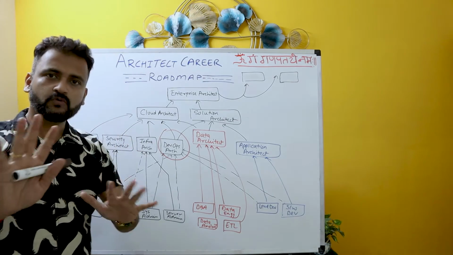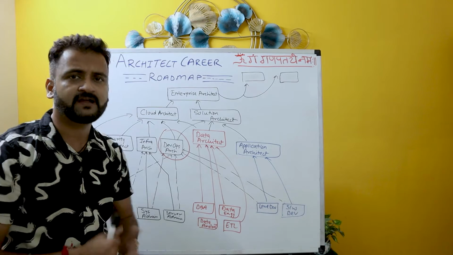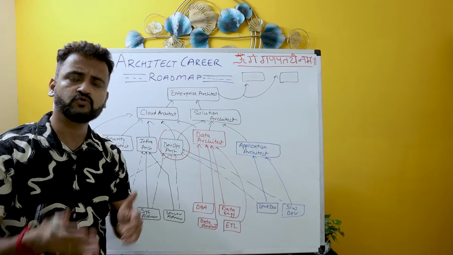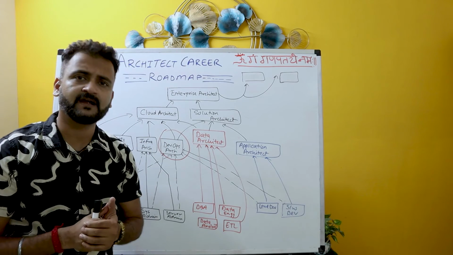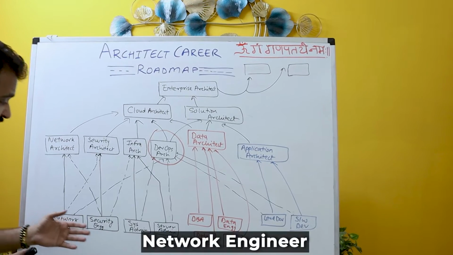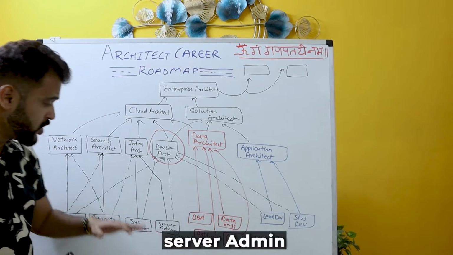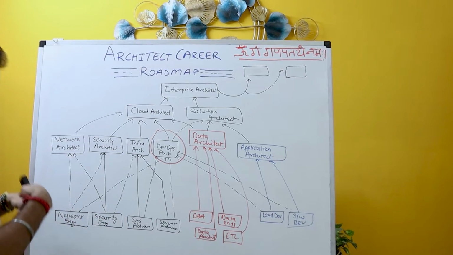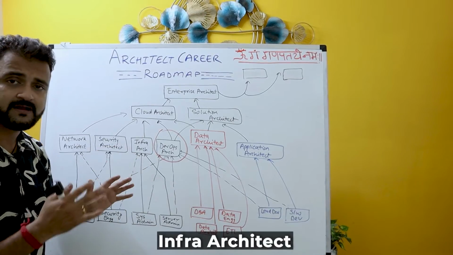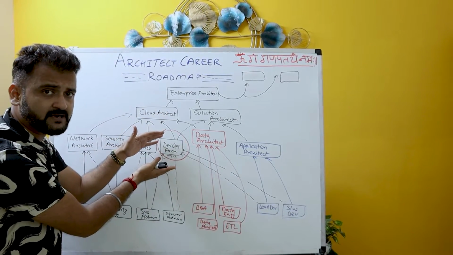Whichever role you are in IT right now, you can move to any kind of architect role, and there could be a number of options for you to move around different architect career paths. For example, if you are a network engineer, a security engineer, a system admin, or a server admin, all these kinds of roles generally tend to move towards network architect, security architect, infra architect, and all of these could lead into a DevOps architect kind of role.